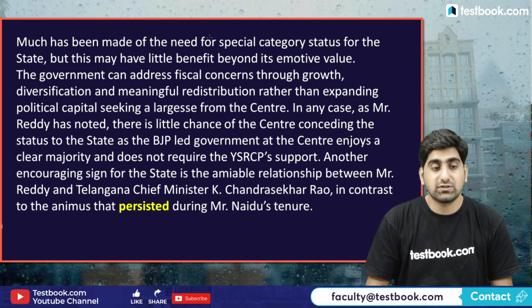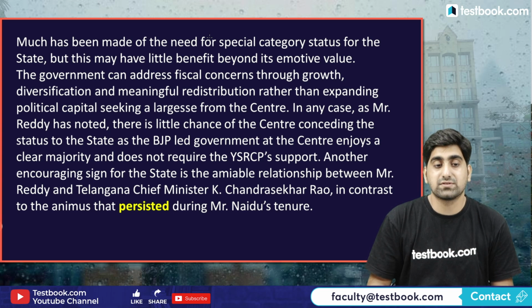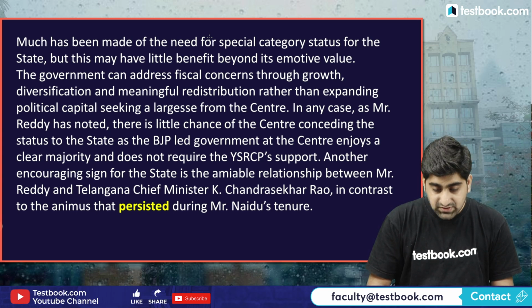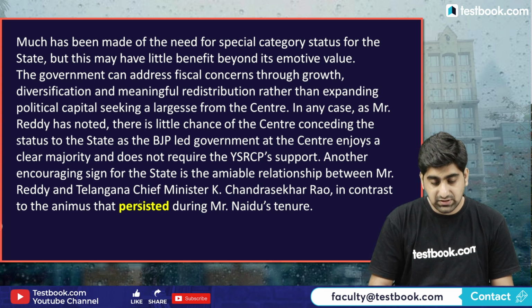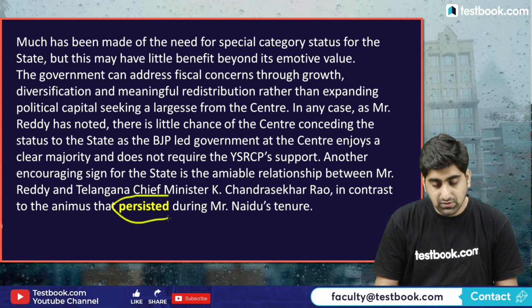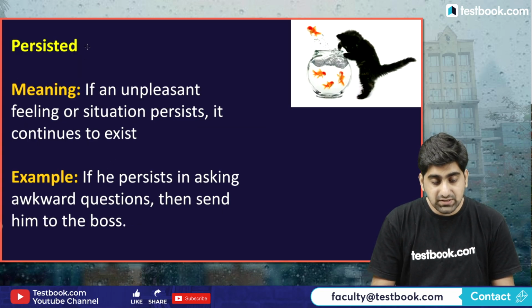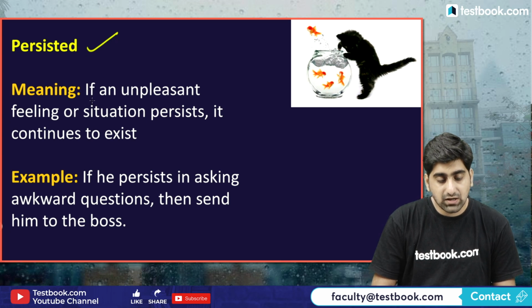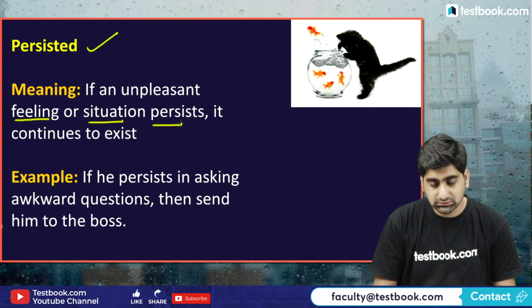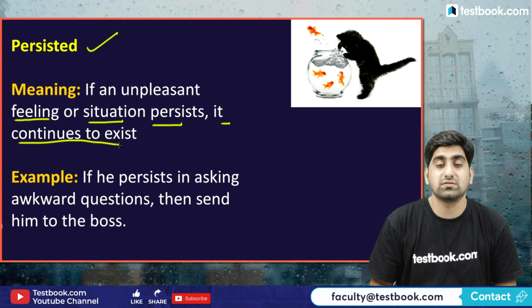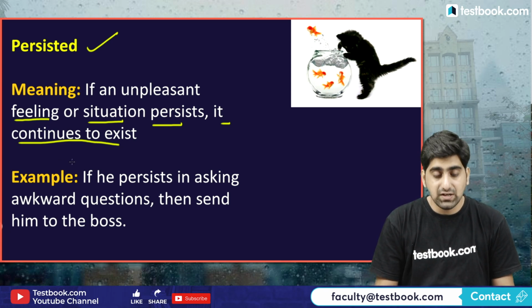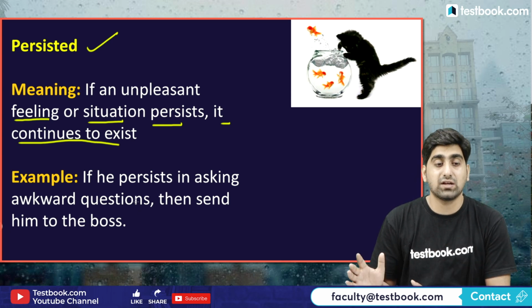Chandrasekhar Rao. In contrast to the animus, the persisted during Mr. Naidu's tenure. The word persisted is the word of highlight and has to be discussed. So persisted refers to if something unpleasant feeling or situation persists, it continues to exist. I mean it exists. Persist means that exists for longer period. If he persists in asking awkward question, he keeps on asking awkward question.